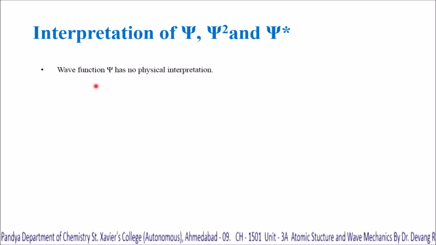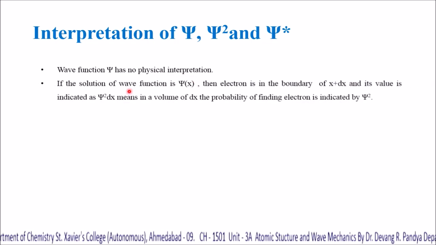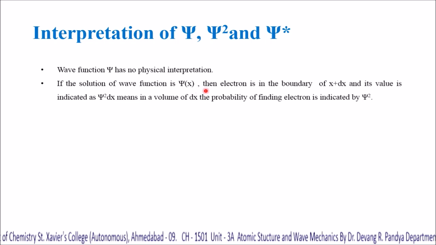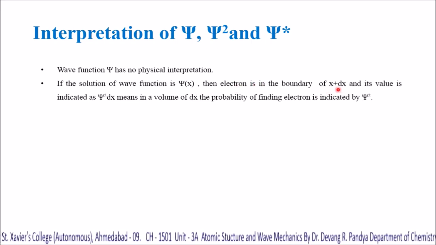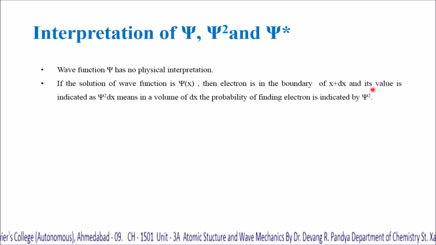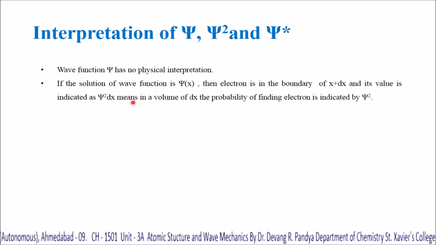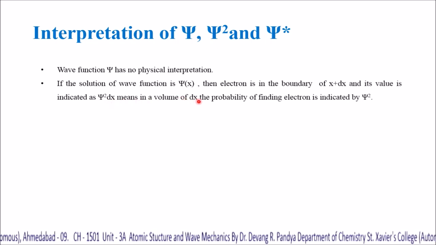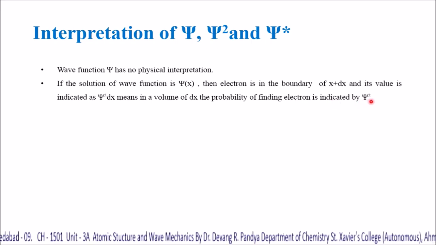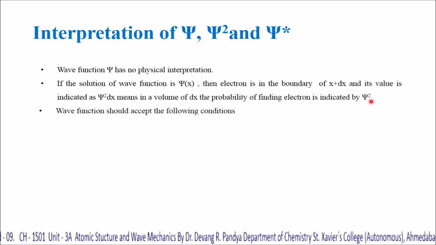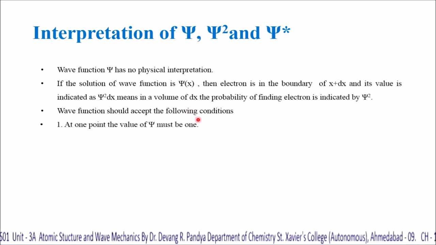As I have already said, the wave function has no physical interpretation or physical significance. If the solution of the wave function is psi of x, the electron is in the boundary of x plus dx. It should follow the boundary condition, and its value is indicated as psi square dx, meaning in a volume of dx, the probability of finding the electron can be indicated as psi square. The wave function should accept these four conditions which I have already said.